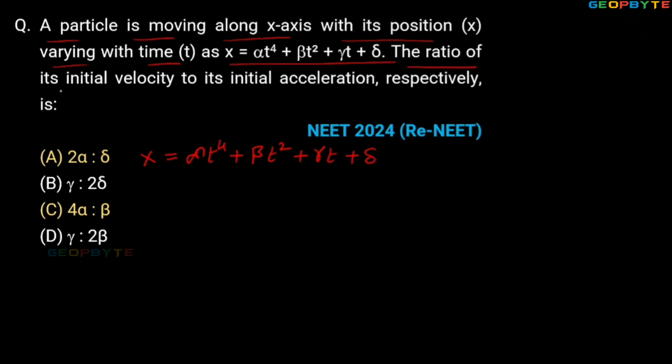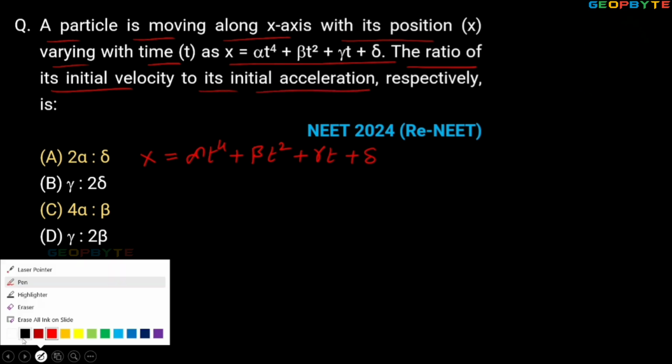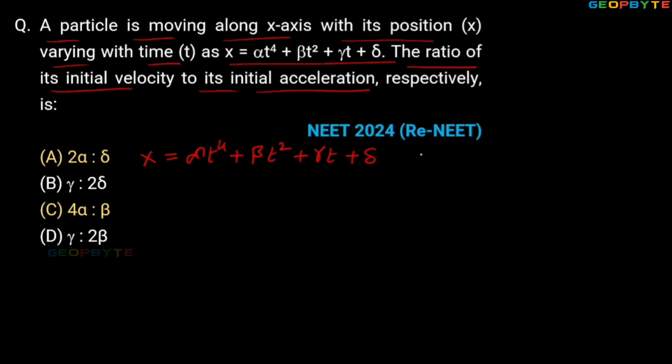The ratio of its initial velocity to initial acceleration. It is asking to decide what is the ratio between initial velocity and initial acceleration. Initial acceleration equal to how much? For that, we need to decide the velocity first.